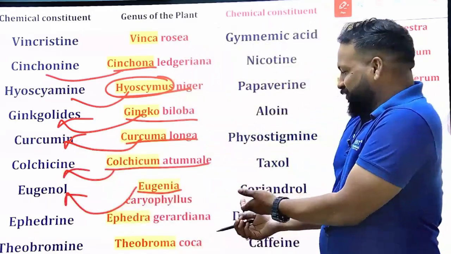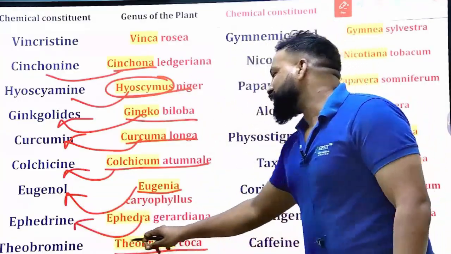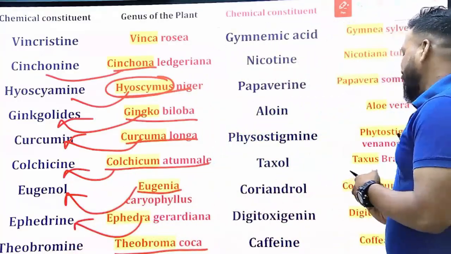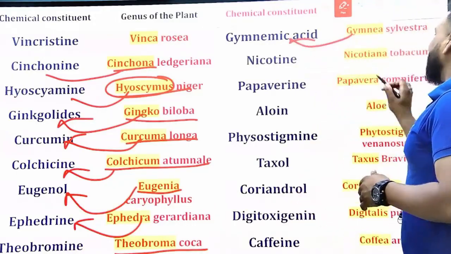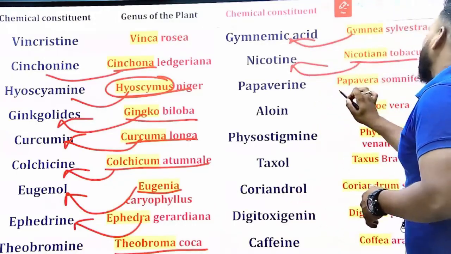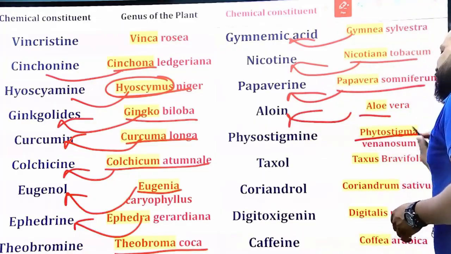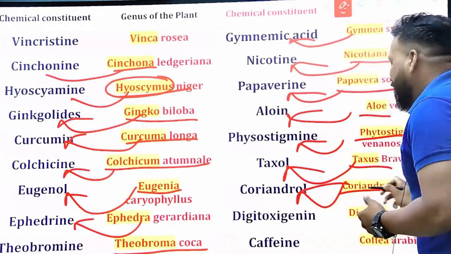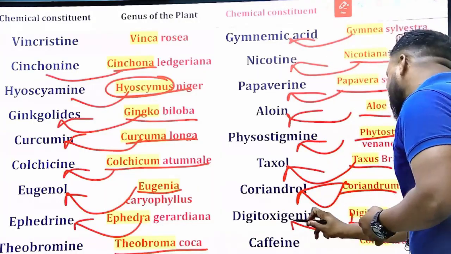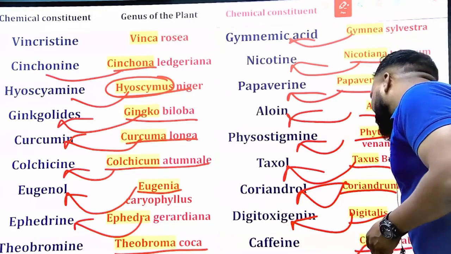Yes, that's how it goes on. Ephedra gerardiana, ephedrine. Theobroma cacao, theobromine. Gymnema sylvestre, gymnemic acid. Nicotiana tabacum, nicotine. Papaver somniferum, papaverine. Physostigma, physostigmine. Taxol. Digitoxin. And Coffea arabica, caffeine.